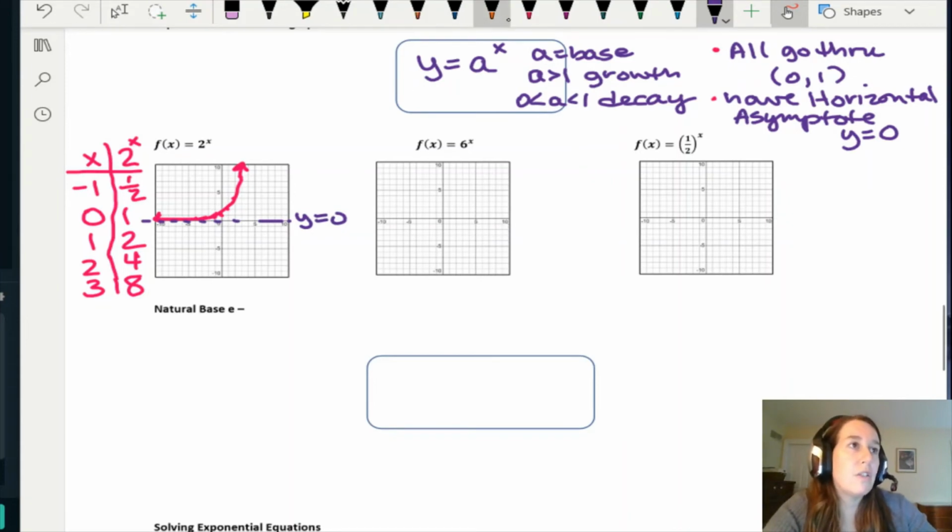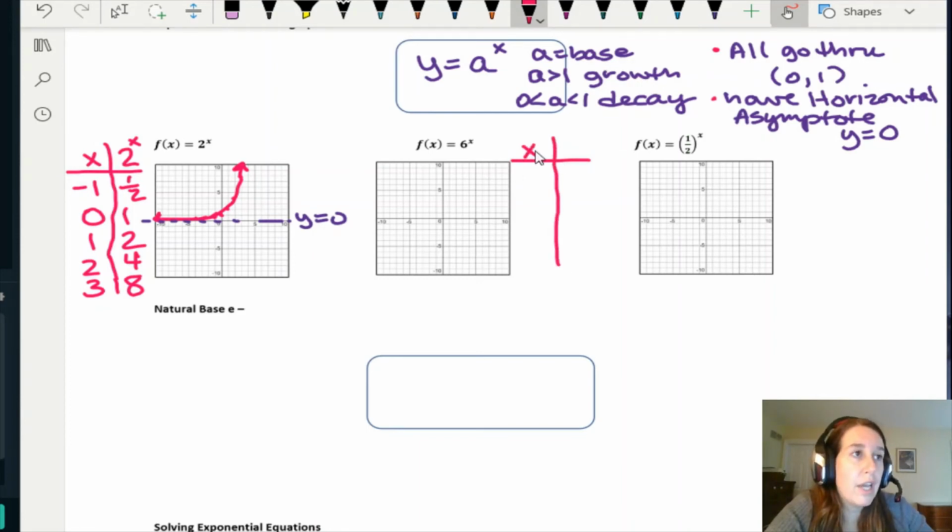All right, let's look at 6 to the x and see how that changes things. So here's x, here's 6 to the x. Let's put in -1, 0, 1, 2. I don't even think we'll be able to graph 2, so we'll stop there. All right, when we put in -1, 6 to the -1st would be 1/6. Okay, 6 to the 0 power is 1.